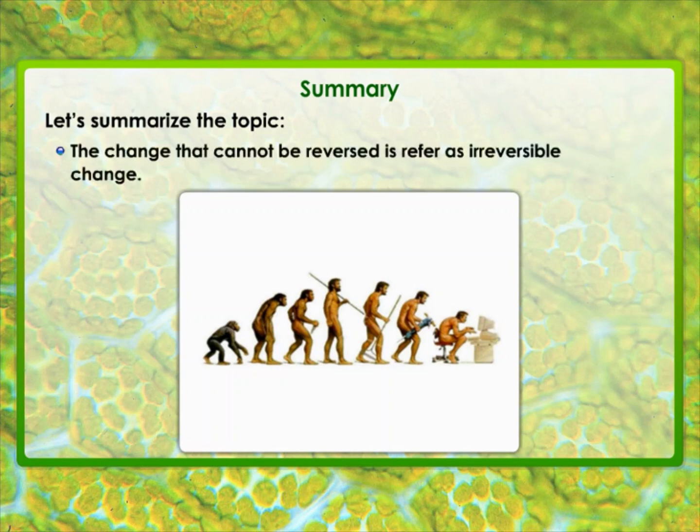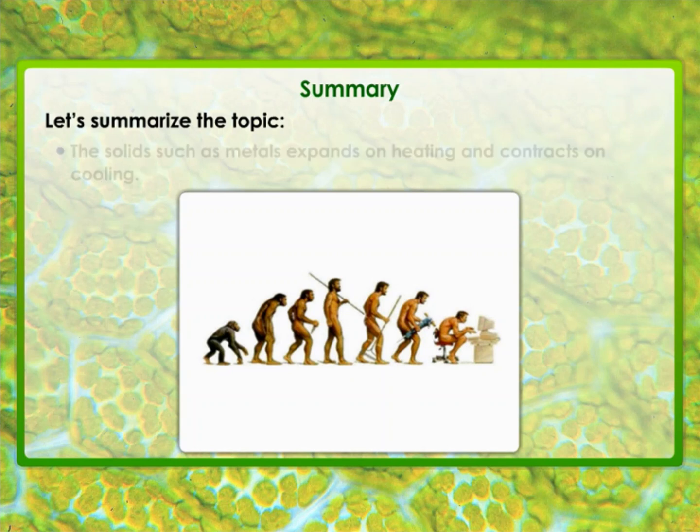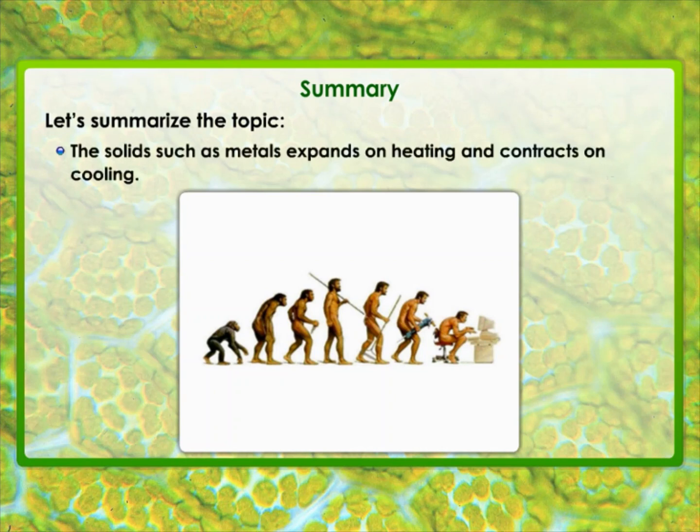The change that cannot be reversed is referred to as irreversible change. In irreversible change, the product cannot be converted to its original form. The solids, such as metals, expand on heating and contract on cooling.